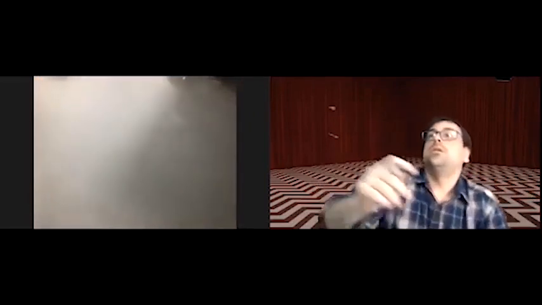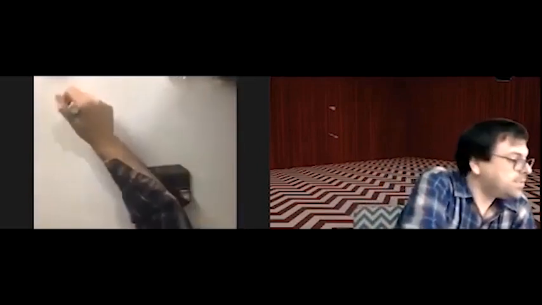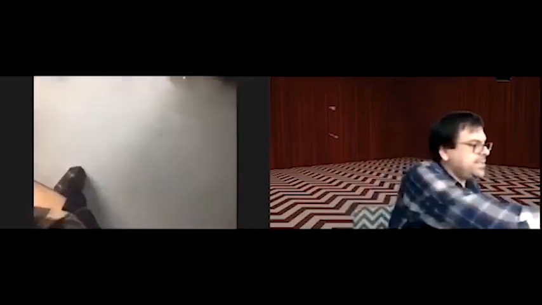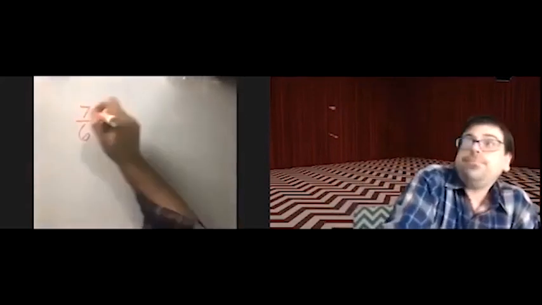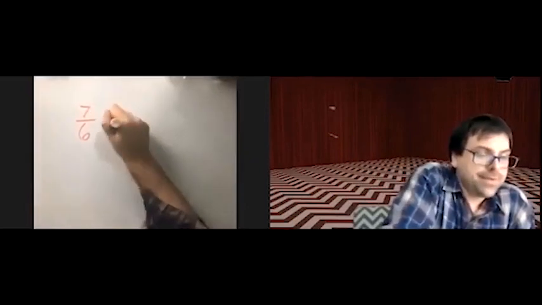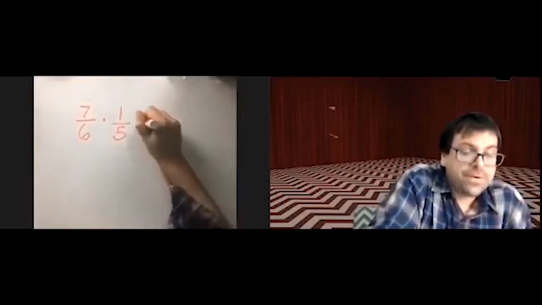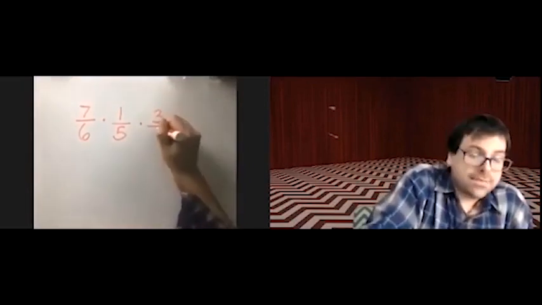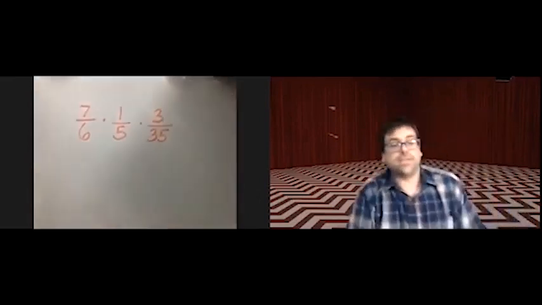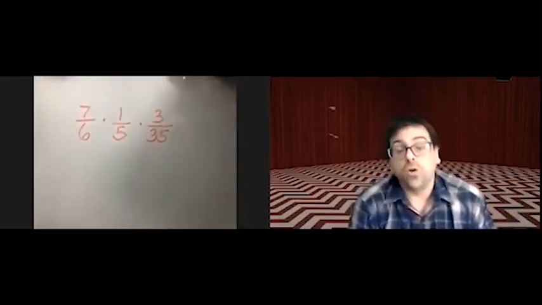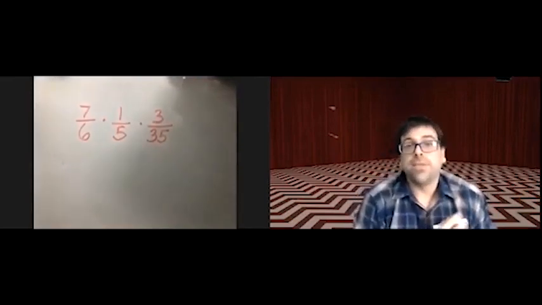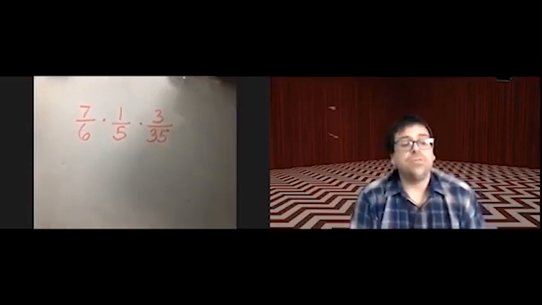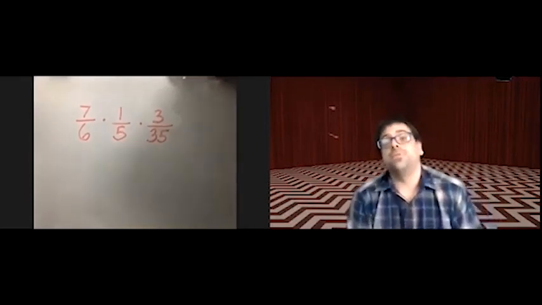What about if we had three fractions? Let's say we have 7/6 times 1/5 times 3/35. Well, we could go all the way across the top, 7 times 1 times 3, all the way across the bottom, 6 times 5 times 35. We would like to avoid that if we can. Those numbers would be very large and we would be responsible for reducing that fraction.